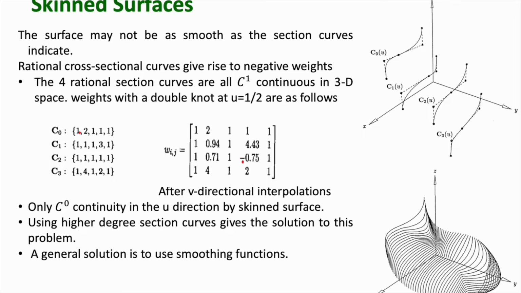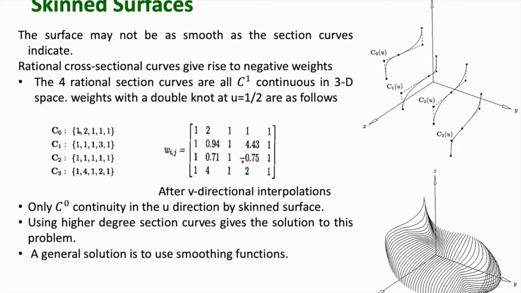Now coming to the skin surfaces, the surface shown in the figures may not be as smooth as the section curves indicate. The four rational section curves are all C1 continuous in three-dimensional space. They are quadratics, and they are defined with a double knot at u equal to 1 by 2. The respective weights of the section curves are shown as C0, C1, C2 and C3, where C0, C1 and C3 are only C0 continuous in four-dimensional space. After v-directional interpolation, the surface weights are represented by w i,j. If we observe, we can see a negative weight at point P3,2, that is minus 0.75. The surface shown at the bottom exhibits only C0 continuity in the u direction.